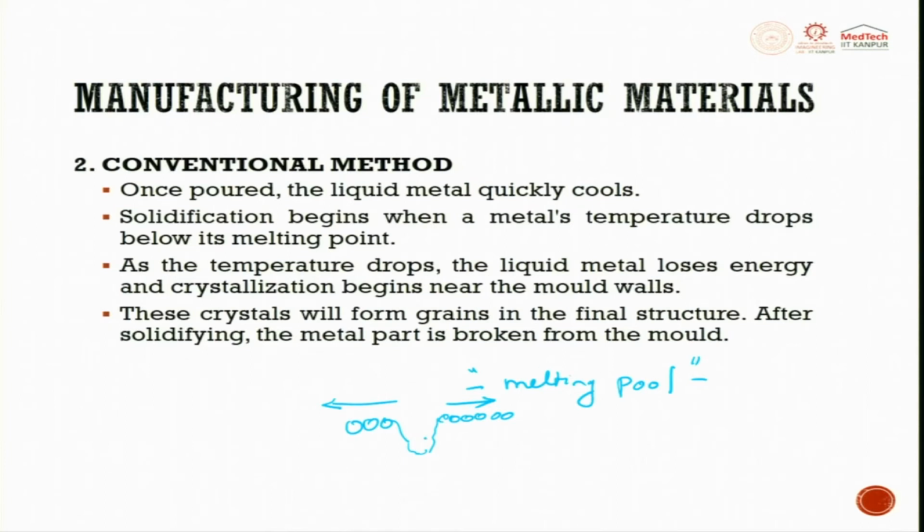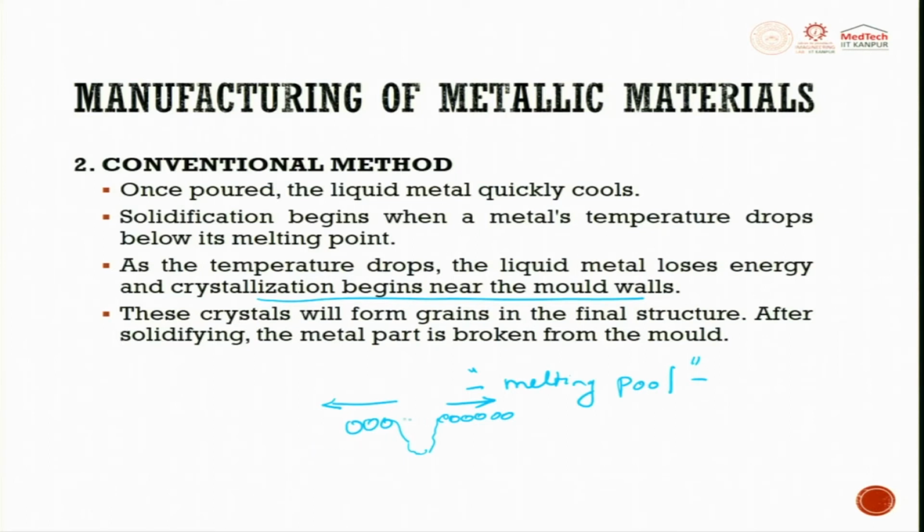Once the melt pool is done, the material undergoes higher melting temperature. Then once the melting happens, the next process is solidification. So, it goes to freezing limits and then it solidifies. So, all that we discussed here also happens here. As the temperature drops, the liquid metal loses energy. So, now the laser is away from the spot and crystallization begins near the mold. So, crystallization happens. Here there is no mold.